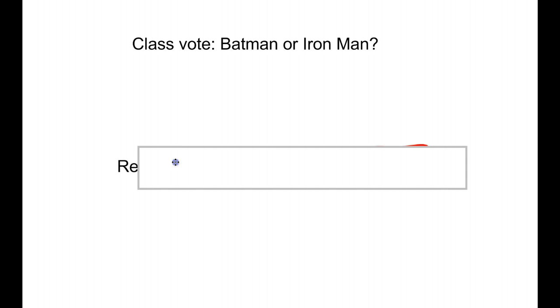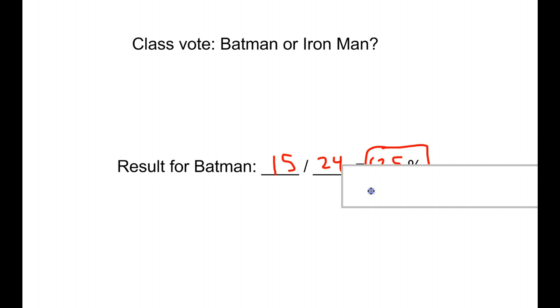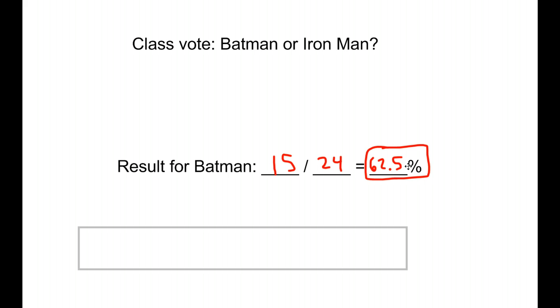And in a class of 24 at the time, we found that 15 out of 24, or 62.5% of the class, voted for Batman. So in this particular situation, we'll define our population as the entire class. And so we know this parameter, this proportion of the population, is 62.5%.